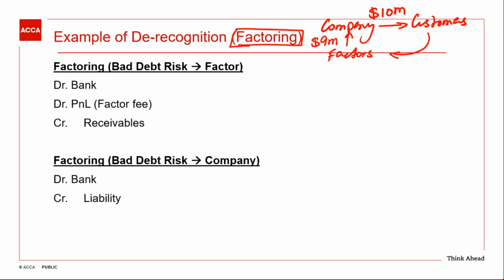the interest, because the factor is giving us the amount right now and we'll get it back after 1 month, 2 months, 3 months, or 4 months, depending on how soon the customer will pay it.